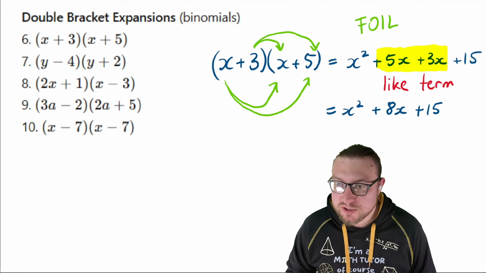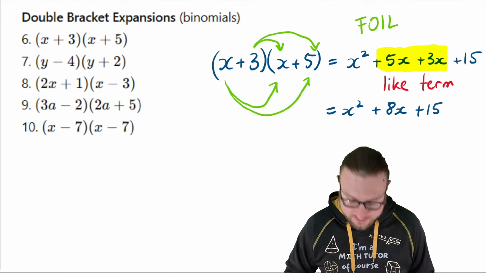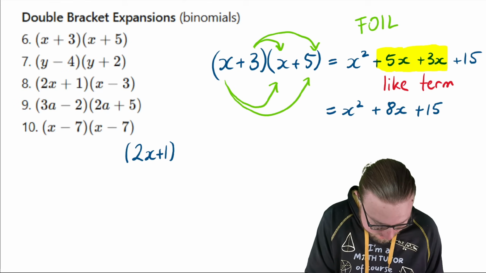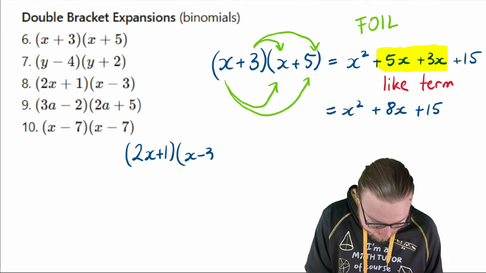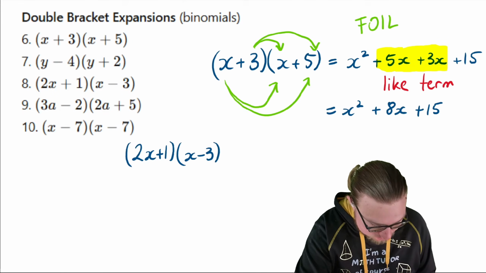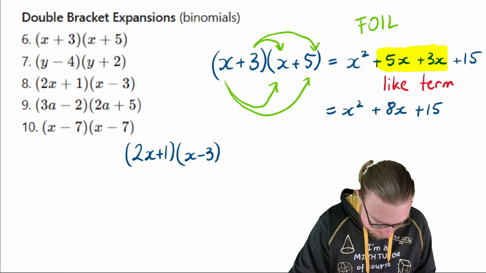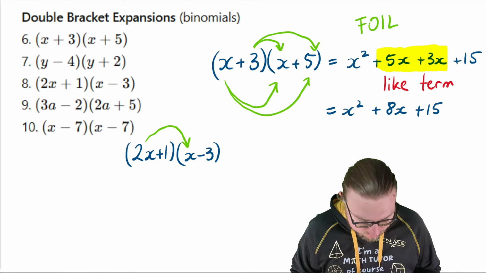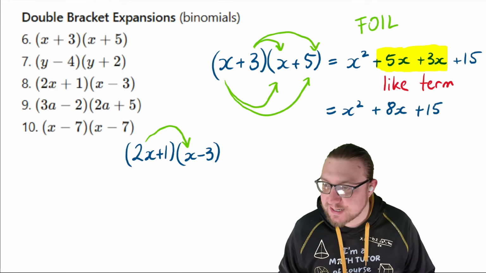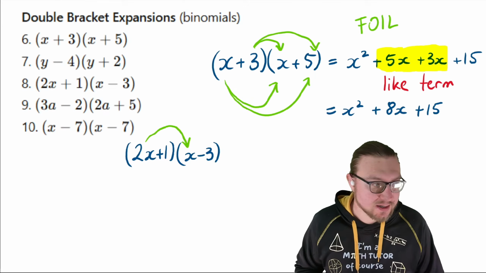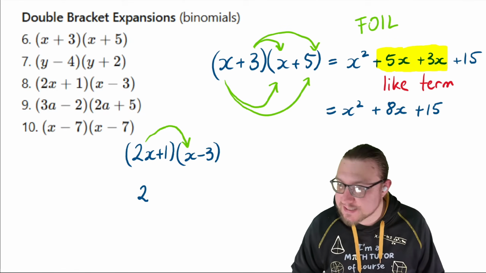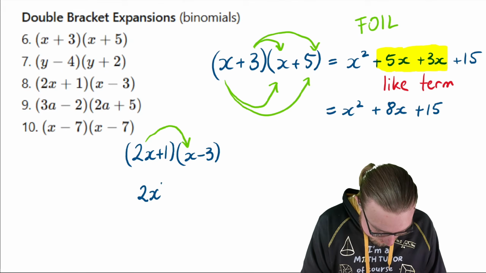Maybe let's do number 8. So that would be 2x plus 1 in brackets multiplied by x minus 3. Always be very careful with your negatives when you do this question. So we're going to start with the first one, 2x multiplied by x. Well, 2x times x, the numbers stay the same, so we're just going to have a 2. x times x becomes x squared.